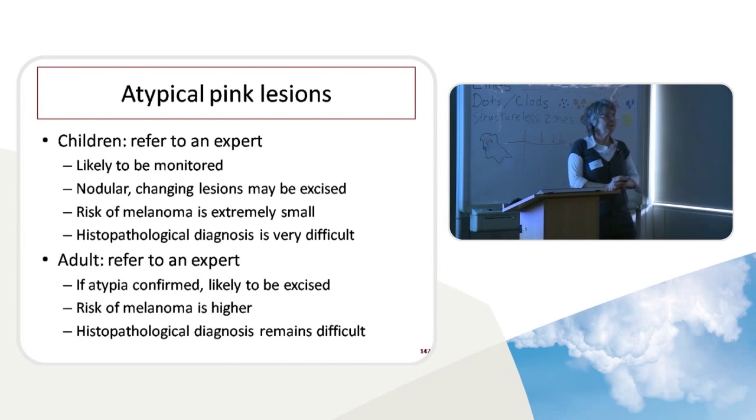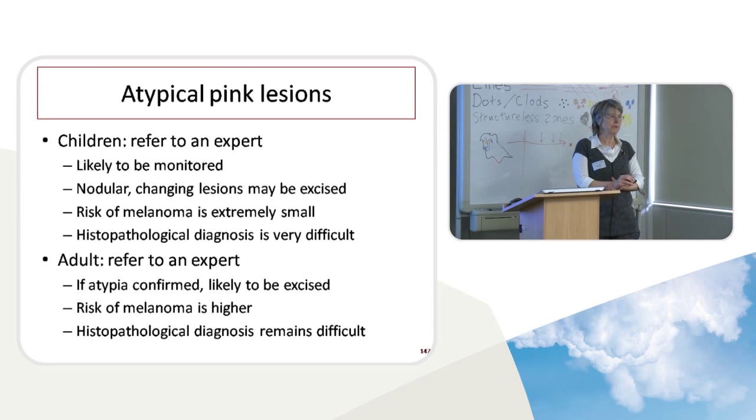Okay, so atypical pink lesions. Children, refer to an expert. They're likely to be monitored. They may be cut out when we get nervous enough. The risk of melanoma is very small. The pathology is very difficult.